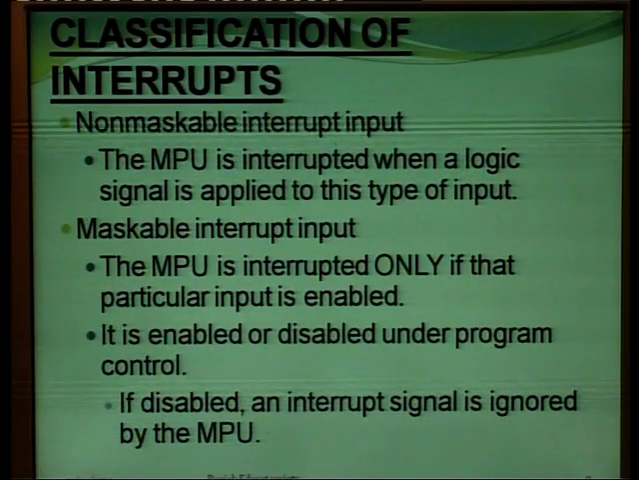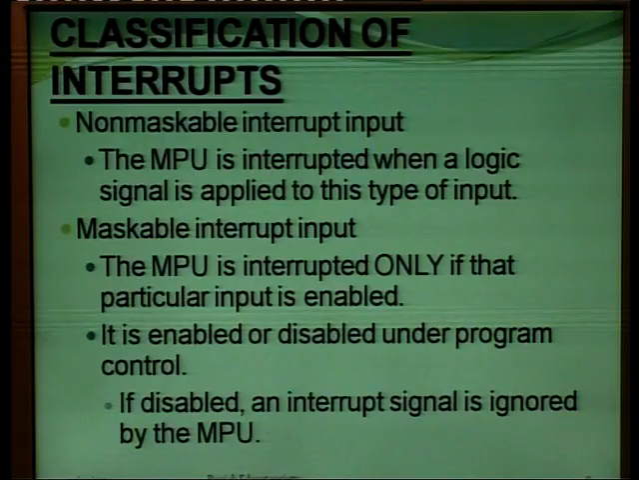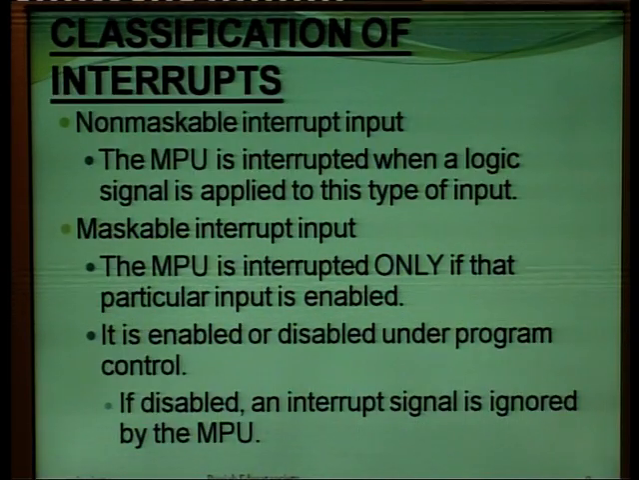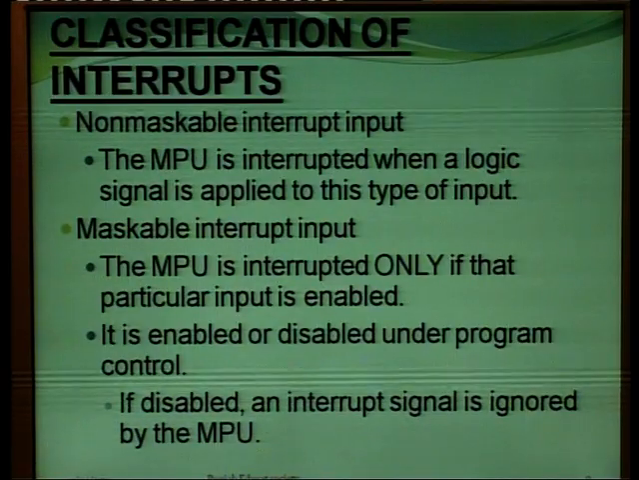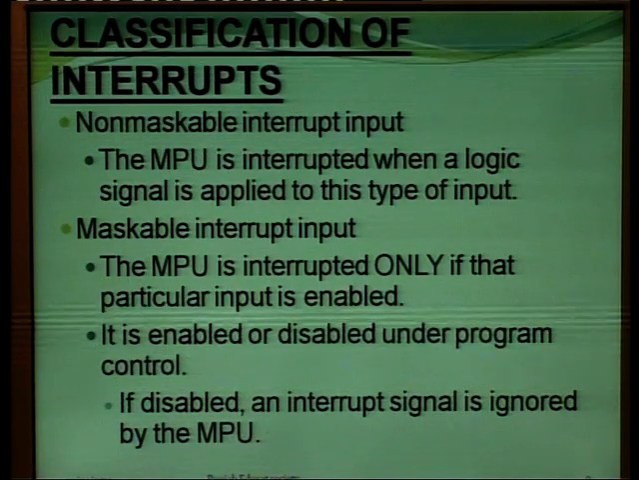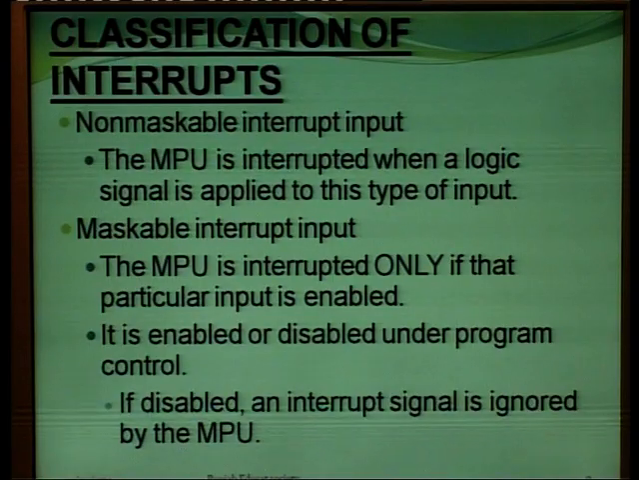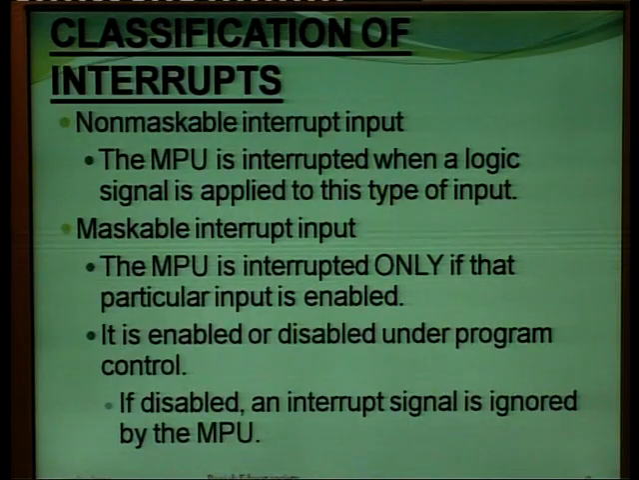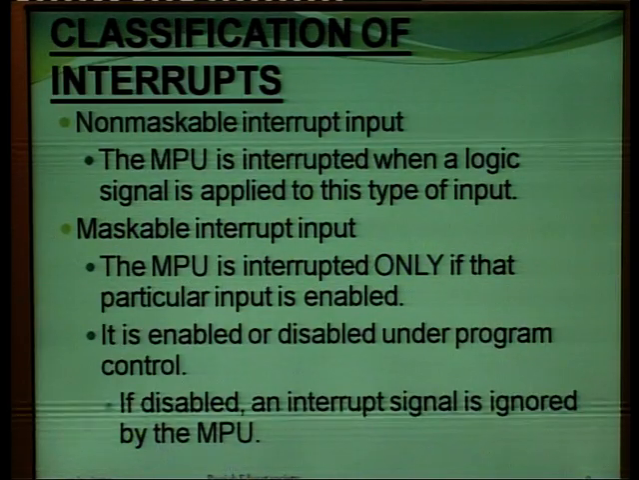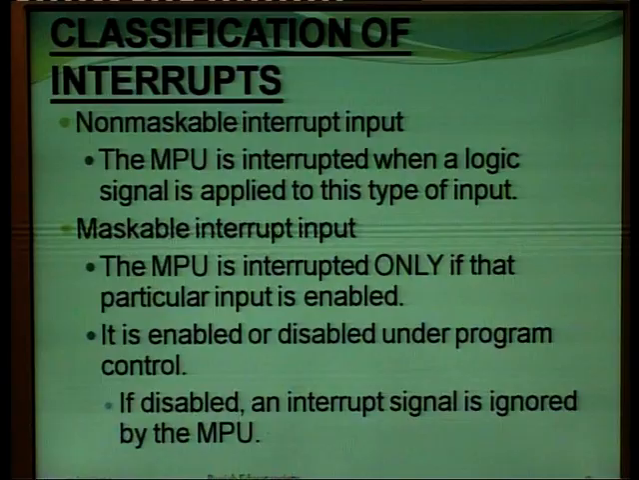Second one is maskable interrupt input. The microprocessor is interrupted only if that particular interrupt is enabled. That means, maskable interrupts are not always on interrupts, these are on when they are enabled. So, these interrupts are enabled or disabled under the program control. Whenever these types of interrupts are disabled, an interrupt signal is ignored by the microprocessor unit. That means, maskable interrupts are those interrupts which can be delayed or ignored by the microprocessor, whereas non-maskable interrupts cannot be delayed or cannot be ignored by microprocessor.